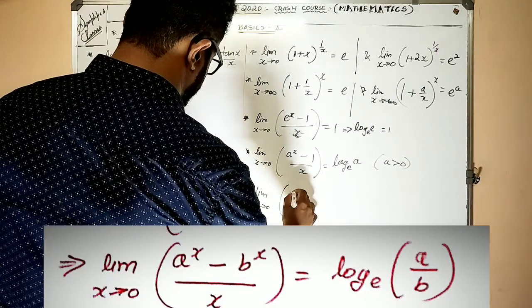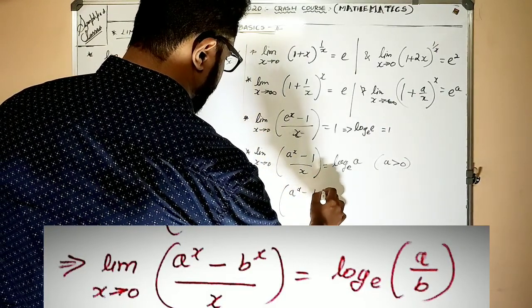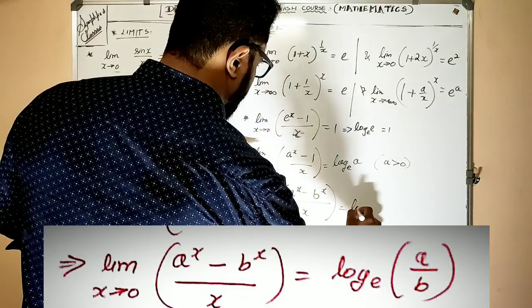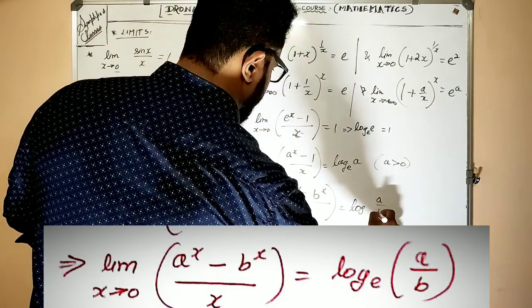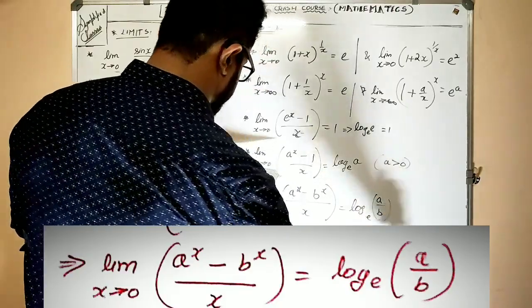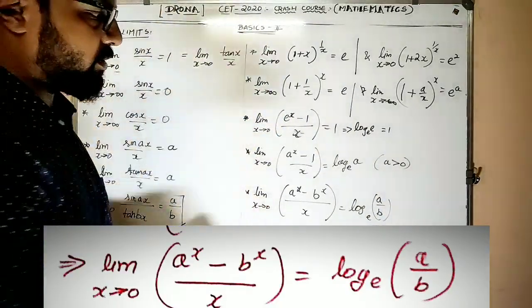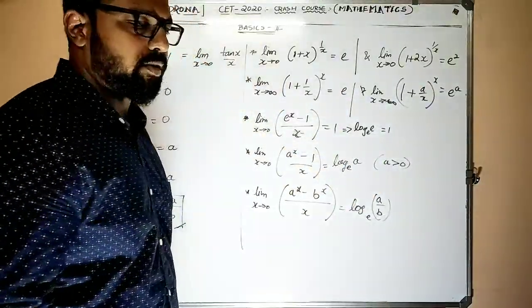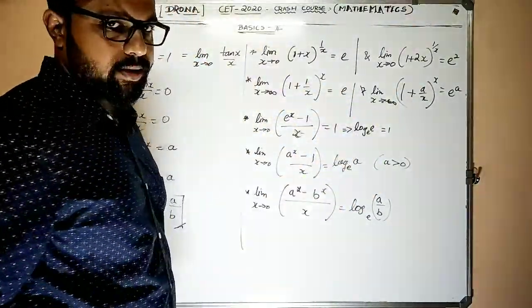the limit as x tends to 0 of (a to the power of x minus b to the power of x) divided by x is equal to log of a by b to the base e. Okay, very simple. This one was a and this one was b here. Just a by b is the difference of this one. Very related formulas.